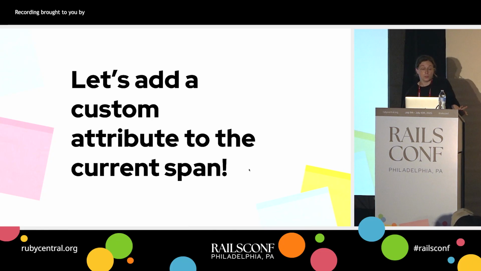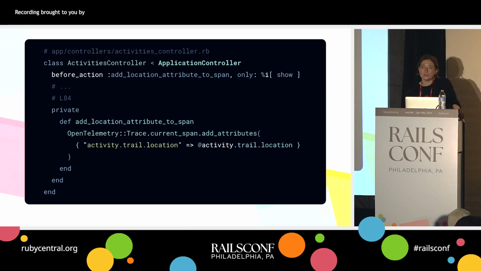So let's add a custom attribute to the current span now. This is another way, if there's something going on that you need some domain information that's more specific, that's outside of the semantic conventions, that can be a great opportunity to add attributes. In this case, for our application, we're going to do it through a before action. If you go to the activities controller, I'd like you to add a before action. It's called add location attribute to span. Very clear what it's doing. And for the purposes of this demo, let's add it only to the show route.